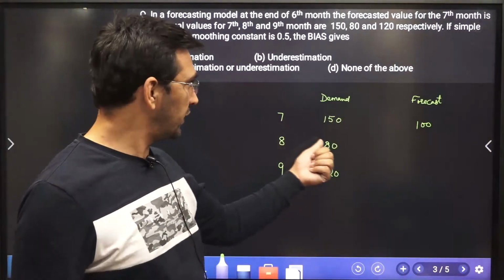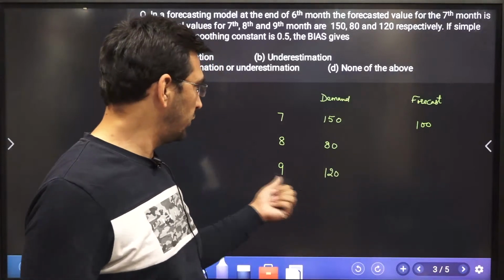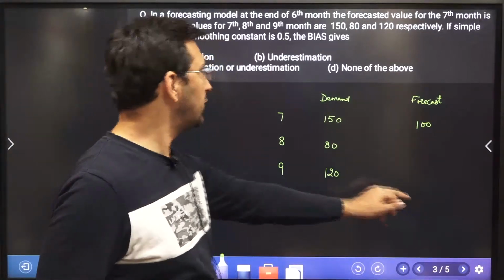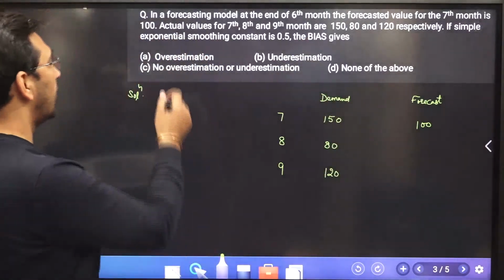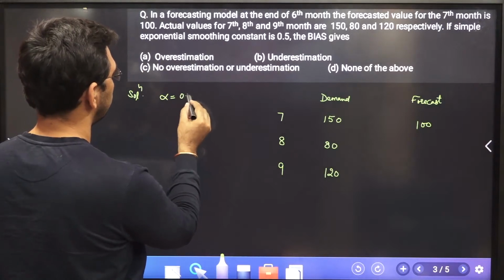Same way for the 8th period, what was the actual demand and what was the forecast? These two pieces of information you need to have. But this information we don't know: the forecast for the 8th and 9th period, for which he has given you the exponential smoothing constant alpha, which is equal to 0.5.